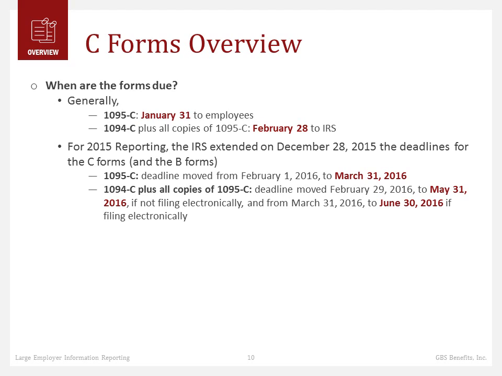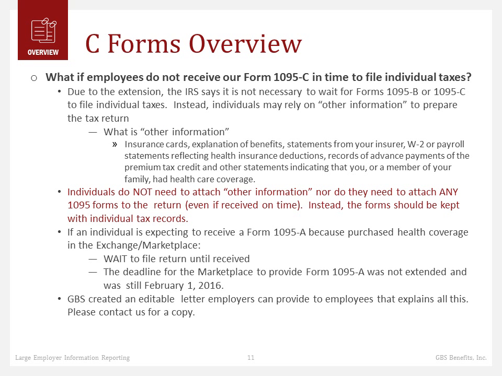The 1094-C, plus all copies of the 1095-C that go to the IRS, are due May 31st if you're not filing electronically, and are due June 30th if you are filing electronically. And we'll talk about who is required to file electronically versus who can do that voluntarily when we get a little further into the presentation.